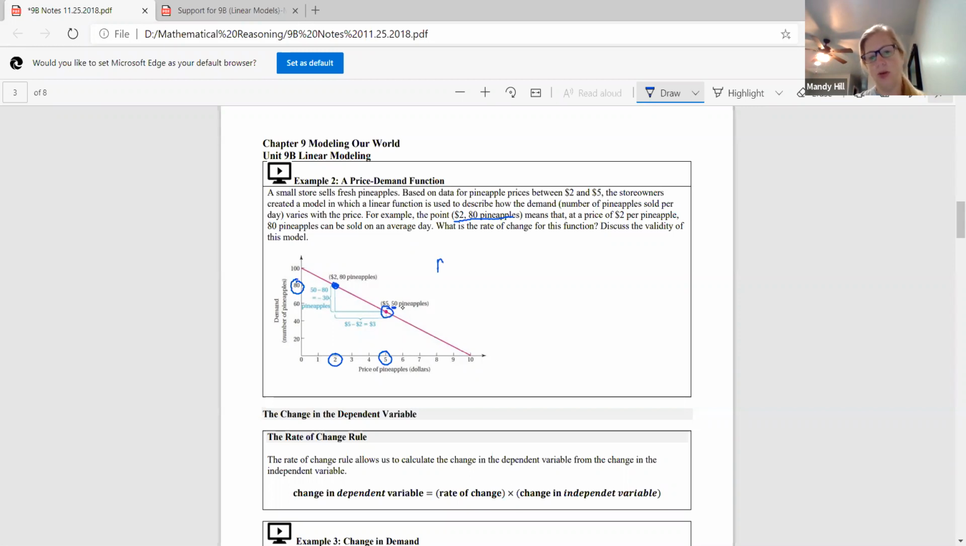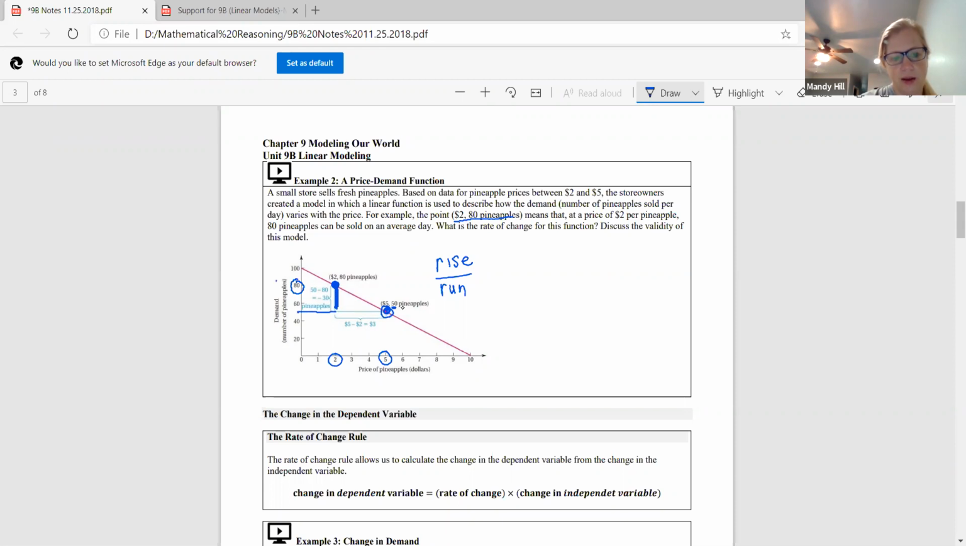So remember that we do rise over run. It looks like to get from this point on the left to this point, and I always go from the point on the left to the point on the right, you wouldn't go up, you would go down. And the amount you would go down.